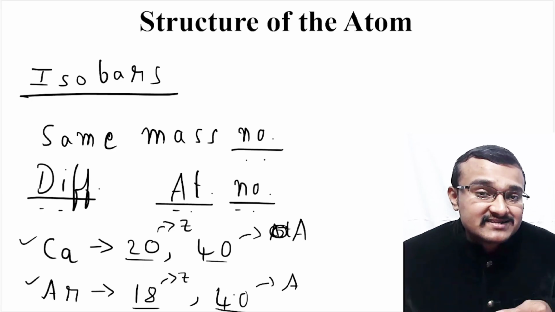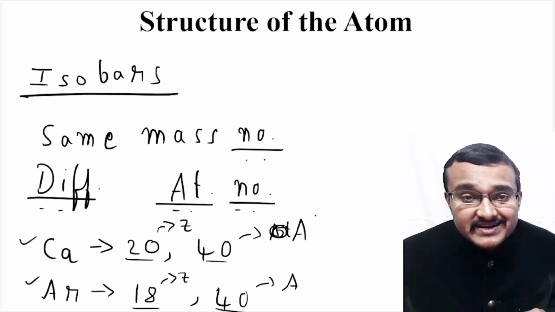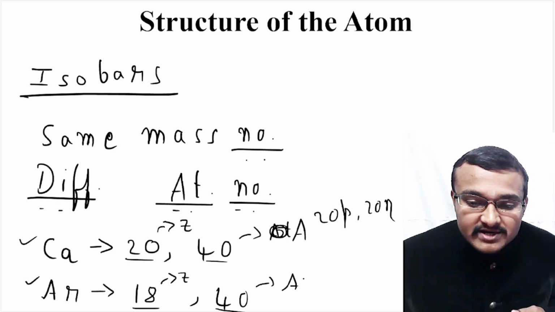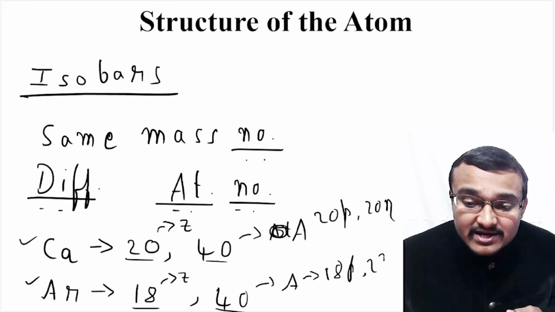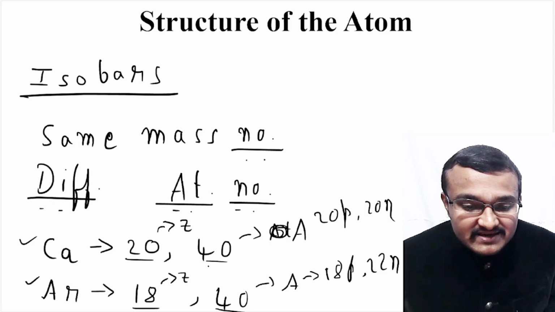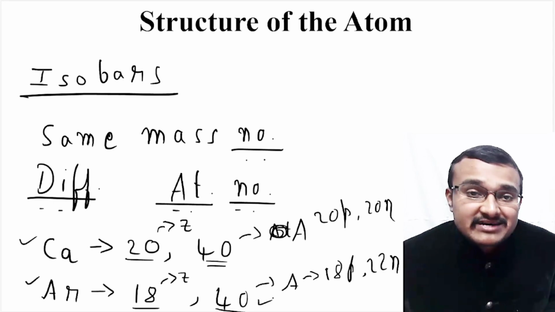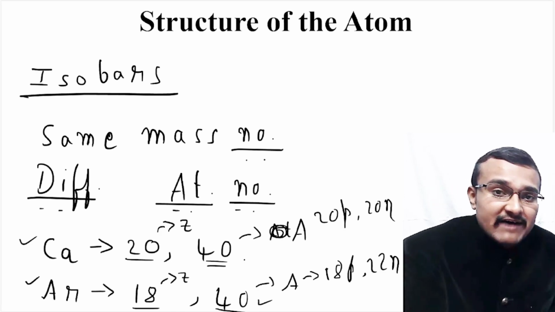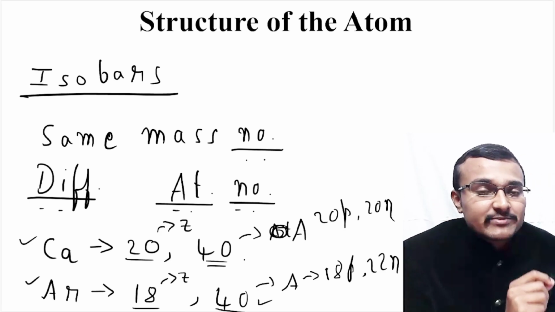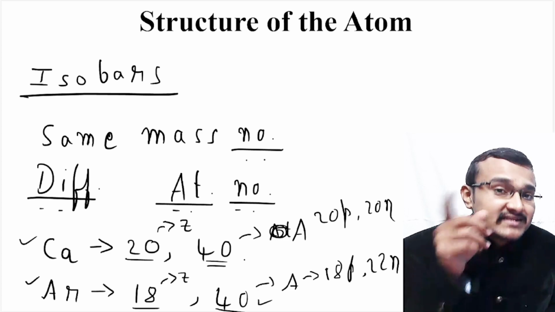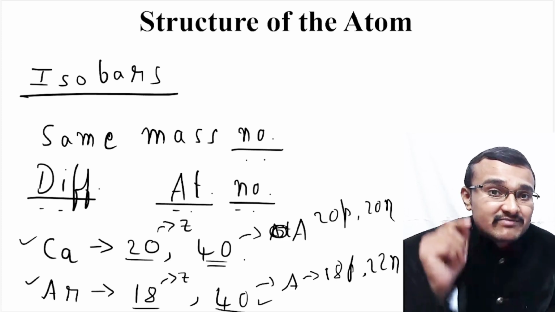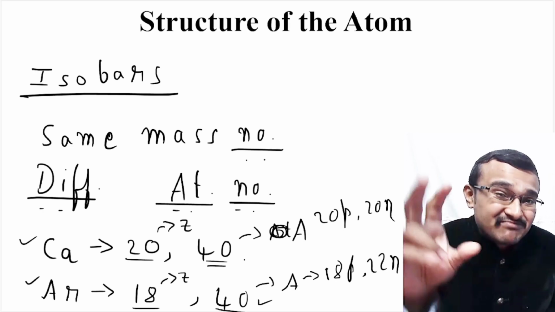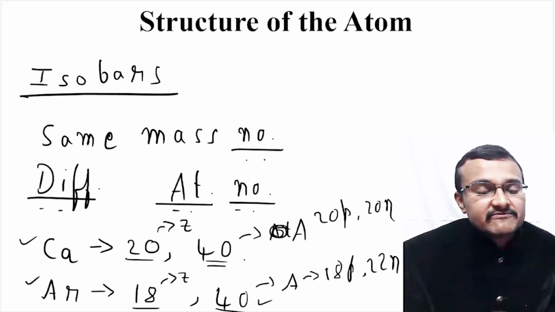What does this mean? In calcium, there are 20 protons and 20 neutrons. But in argon, 18 protons and 22 neutrons are there. That's why the mass numbers of argon and calcium are the same, but their atomic numbers are different. If you have the same mass number and different atomic numbers, then they are known as isobars. But in the case of isotopes, the atomic number will be the same, but the mass number will be different. In isobars, the atomic mass number will be the same, but the atomic number will be different.